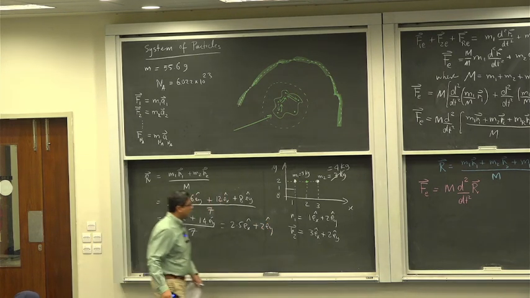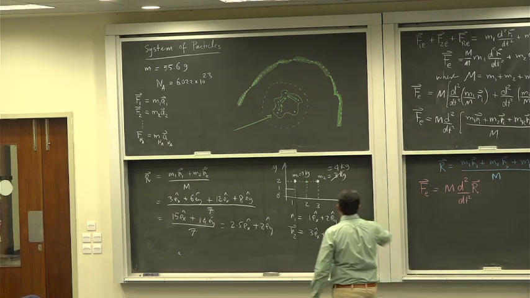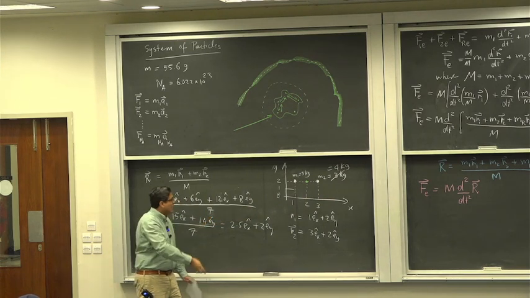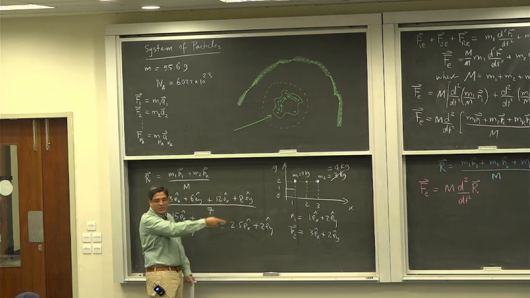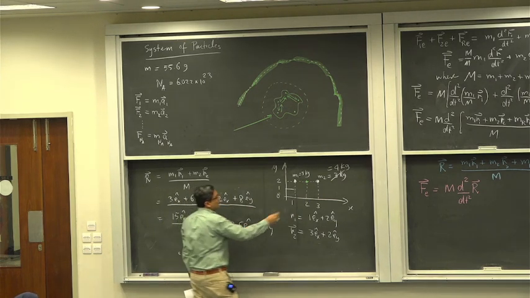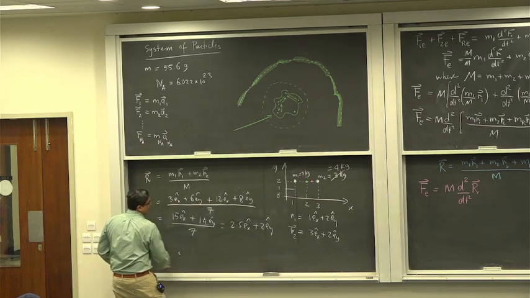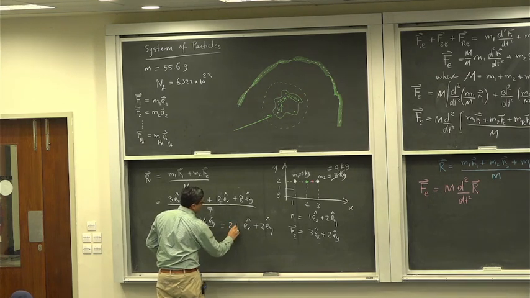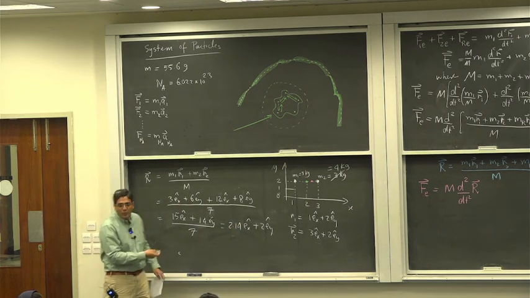What does it mean? It means that when this mass is heavier, it had more contribution in determining the vector, and the center of mass has slightly shifted by about half a point towards the right. 15 over 7 is not, oh sorry, what is this? 2 point what? 2.14? All right, but still the point remains, right?